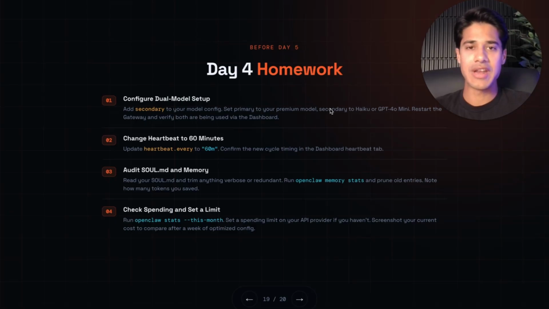Finally, you want to check your spending so far, so run OpenClaw stats this month and look at your current usage. Set a spending limit if you haven't already, and screenshot your current costs so you can compare after a week of optimized configuration. The goal is that by day 5, your agent is running the optimized 2-tier setup, and you have baseline cost data to measure against.